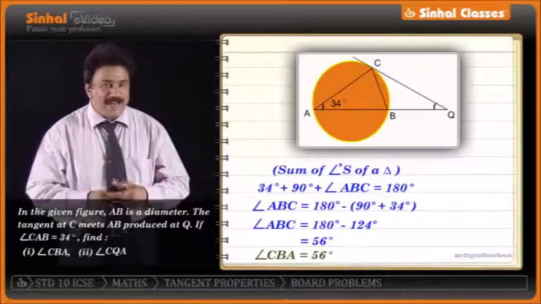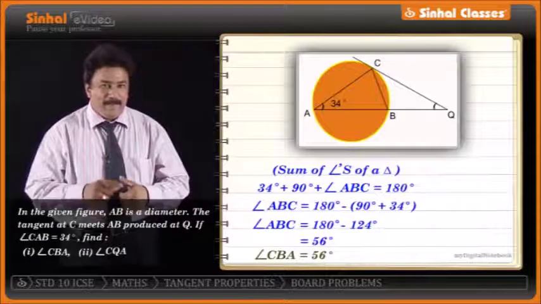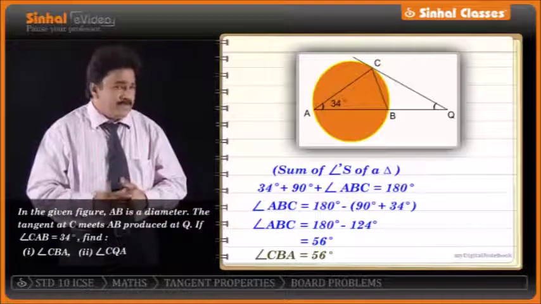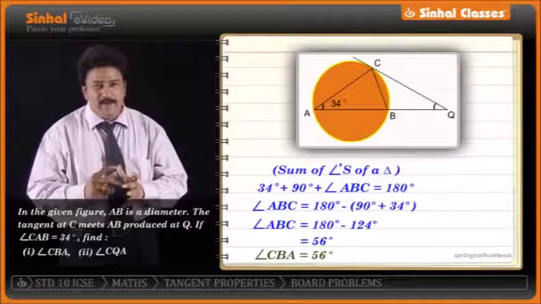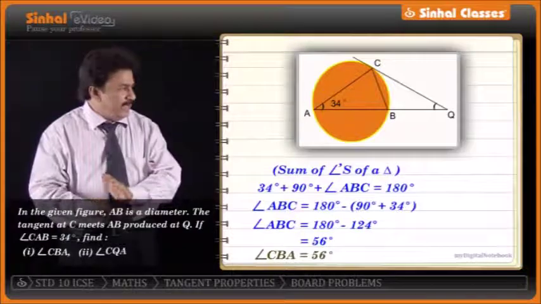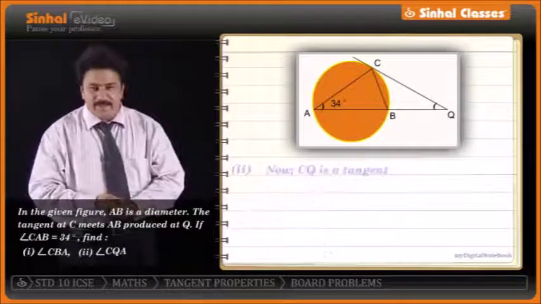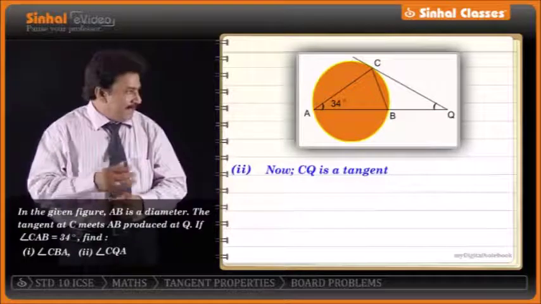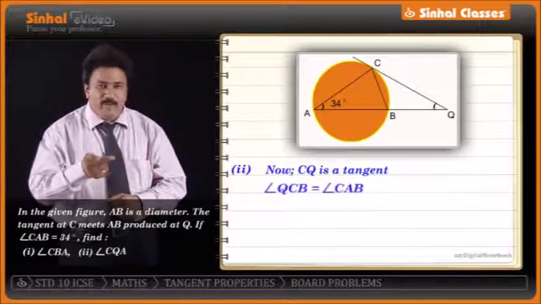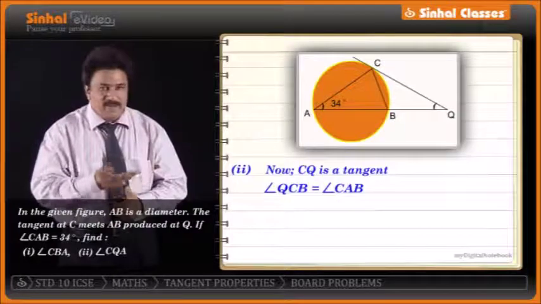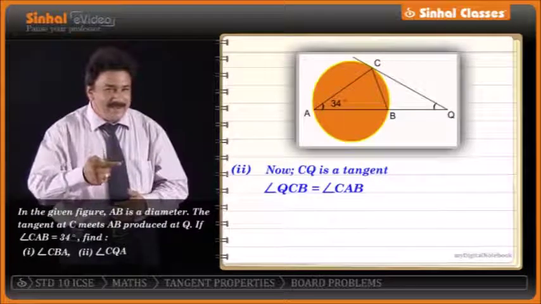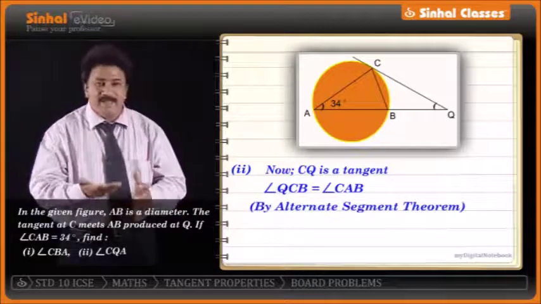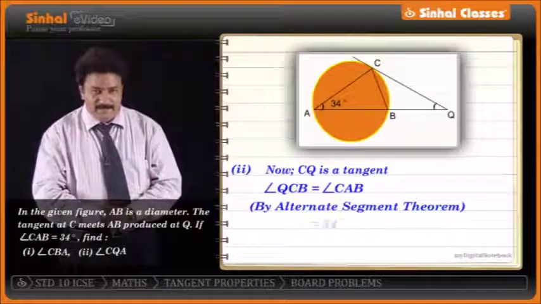Now we are solving the second part of the same question. What is asked over here? Find the measurement of angle CQA. Now how to go for it? See what is given to you. CQ is a tangent. We'll try to use the alternate segment theorem. How do we get this? Angle QCB is equal to angle CAB. What's the reason for this? Alternate segment theorem. Therefore, the measurement of angle QCB is 34 degrees.